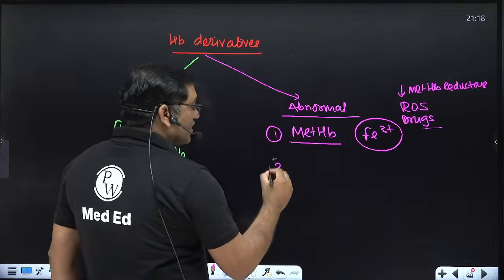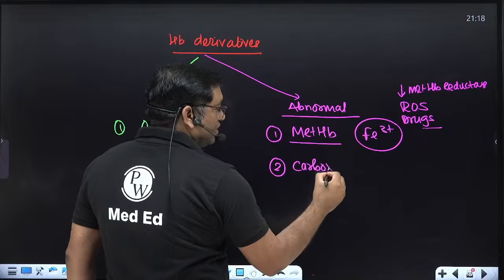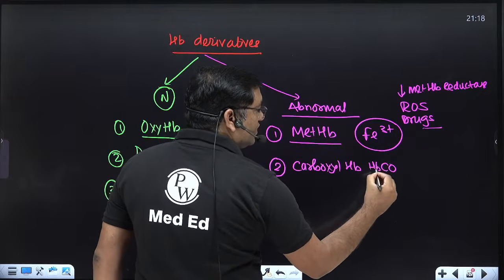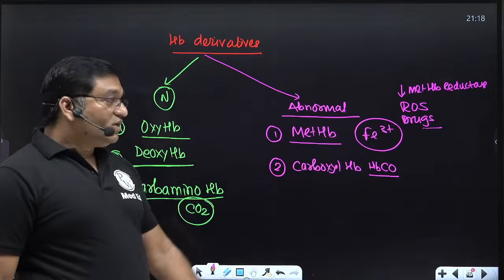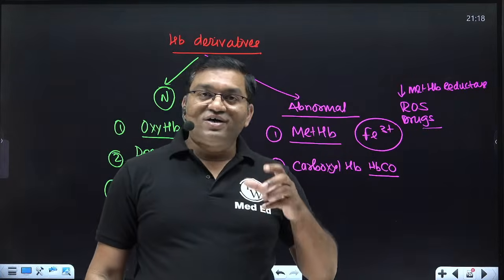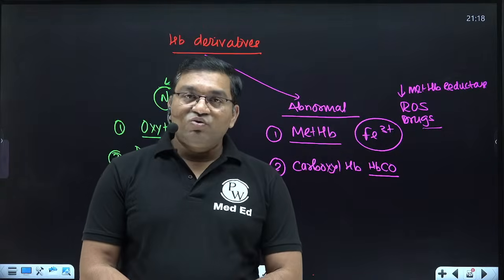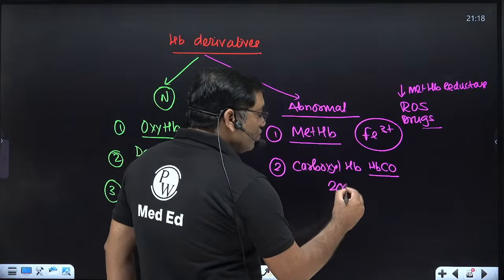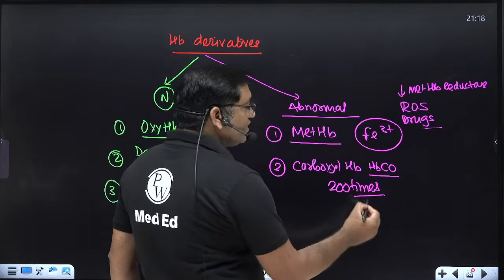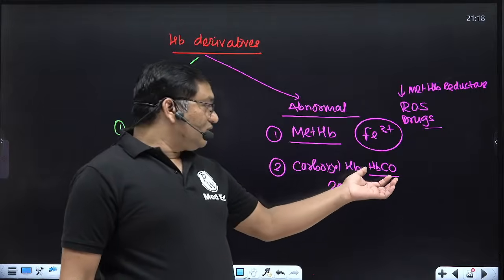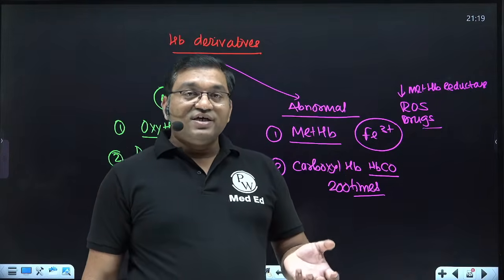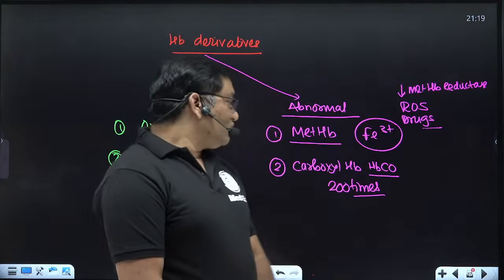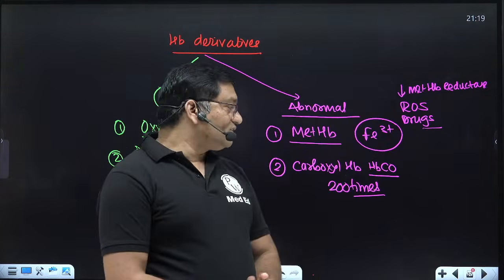Then the second one is carboxyhemoglobin, that is attachment of carbon monoxide to the hemoglobin. Industrial pollutants or cigarette smoking cause carbon monoxide to bind with the hemoglobin, and it has 200 times more affinity to bind with the hemoglobin molecule. If the carbon monoxide concentration in the environment is a little higher, it can cause toxicity. It has very high affinity for the hemoglobin binding sites.